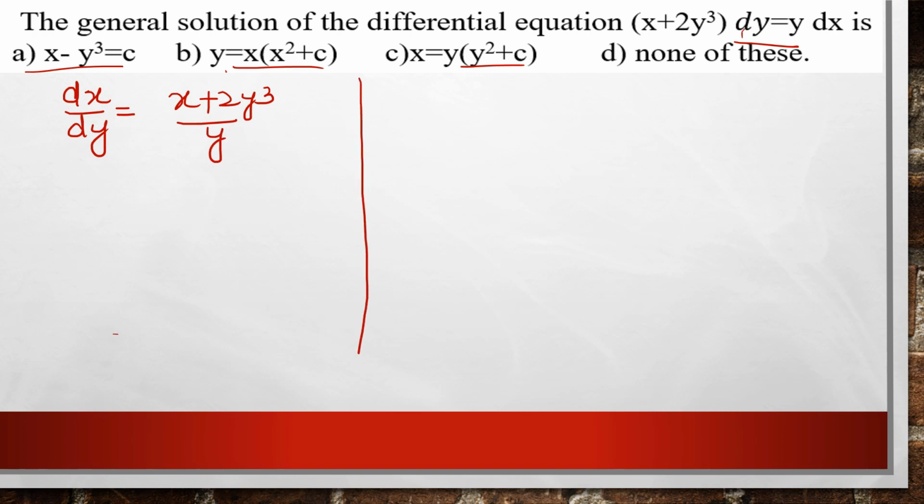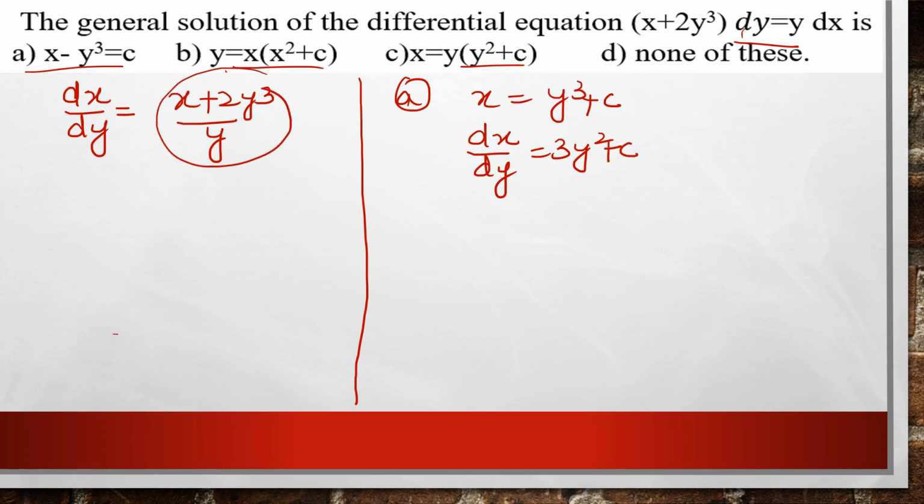This is what we are getting as dx over dy. Now come to option number 1. If I use option number 1, x equals y cube plus c. So what is the value of dx over dy? That is 3y square plus c. Now we have to check whether this is the same as this or not. So see, what was x? x for option A was y cube plus c.